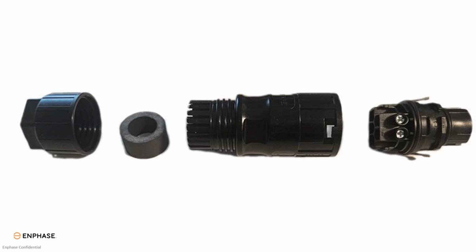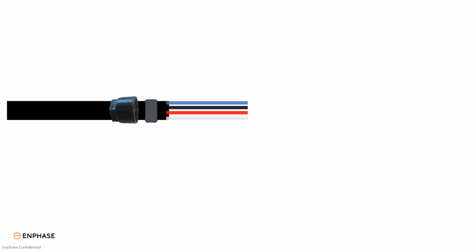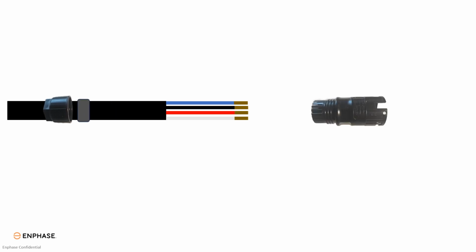Starting on the left side, you have the cable gland, followed by the seal, then the housing, and lastly, the contact carriers. Slide the cable gland and seal onto the QD cable. Strip off approximately 1 11/16 inch of the outer sheathing. Then strip off approximately 1/2 inch of insulation from each conductor. Grab the housing and slide the housing onto the QD cable.